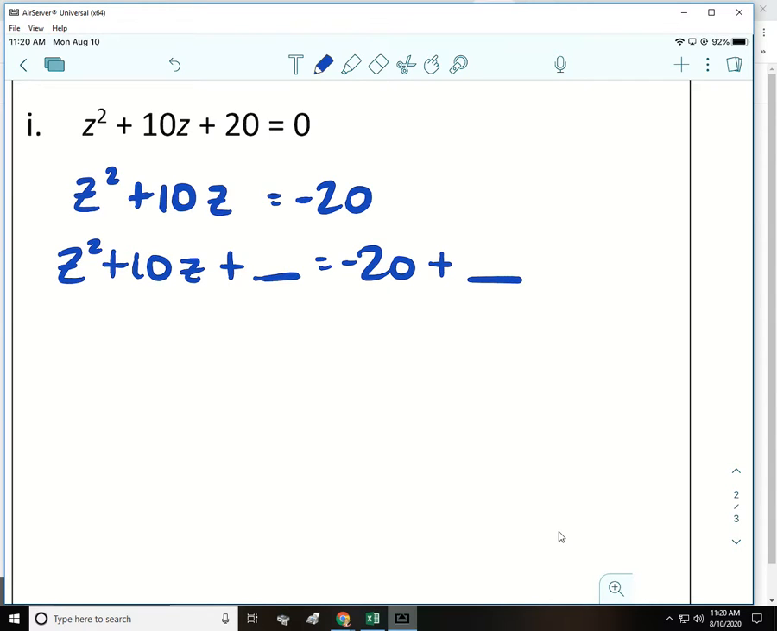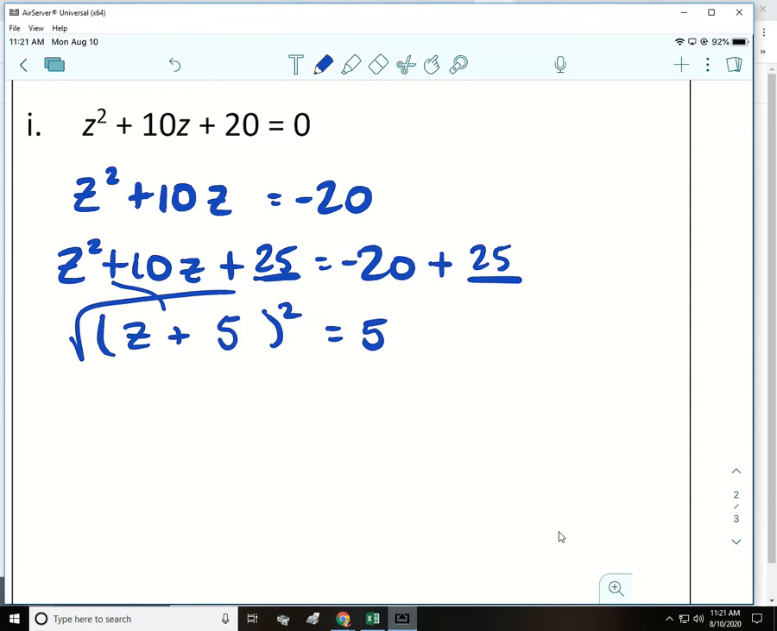Okay, what did you guys add in the blank? So half of 10 is 5. 5 squared is 25. Then we can do the shortcut to factor this by bringing down the z, bringing down the plus, and then the number is what we got when we took half. All right, then we'll just do the square root of both sides. And then move the 5 over.